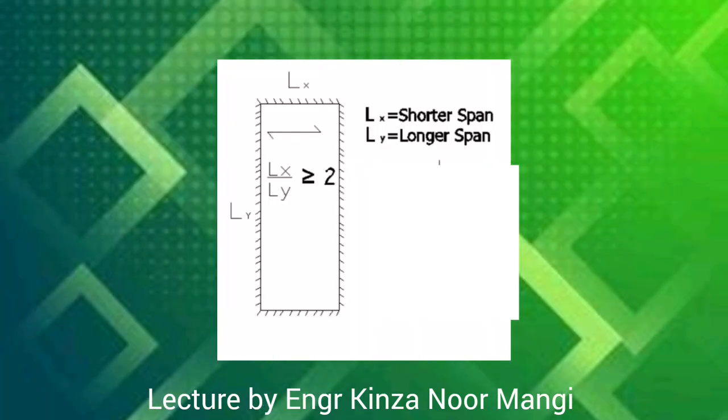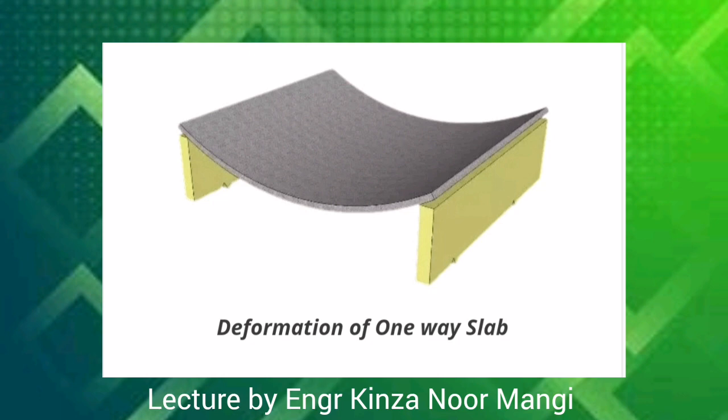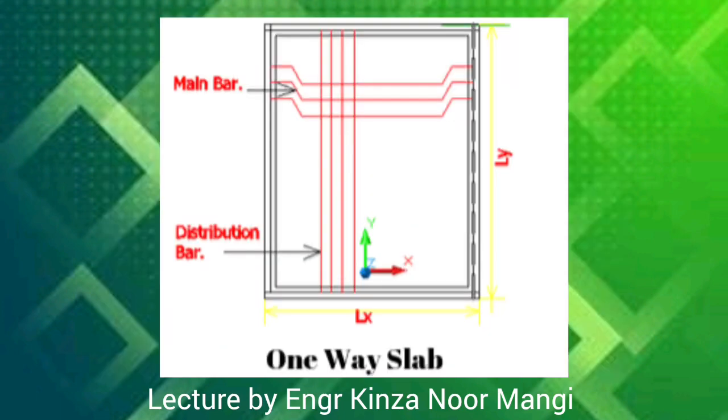Now coming towards the one-way slab, if the ratio of length to breadth is greater than or equal to 2, then it is considered as a one-way slab. In one-way slab, bending moment occurs only in a shorter span direction. In one-way slab, the main reinforcement is provided in a shorter span and a distribution reinforcement is provided in a longer span.